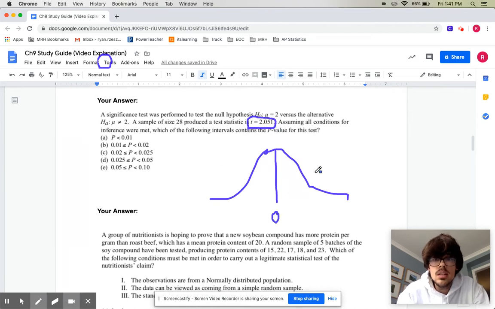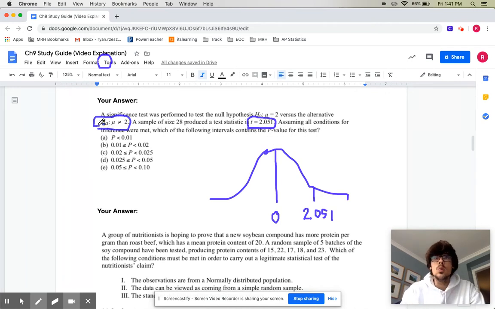Now with the T of 2.051, that's way over on this side. But this problem is actually going to be a not equal to problem. Since HA is not equals, this is a two-sided test. So I not only care about this area on the right, I would also reflect that over and do negative 2.051. And I would want the left side of that too.